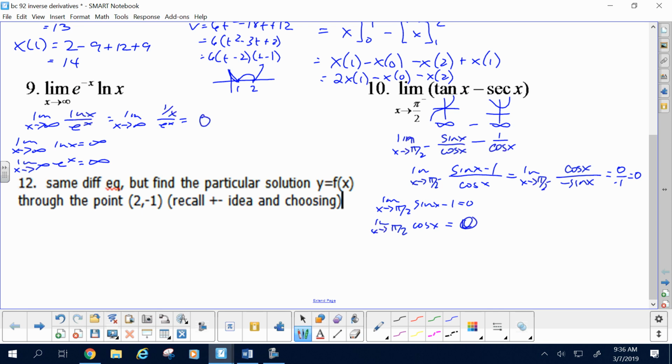And then 12, it says same differential equation, but I don't know what that differential equation is. Anybody have their book out? I got it. Don't you worry. Just sit there. I'll take care of it. No problem.